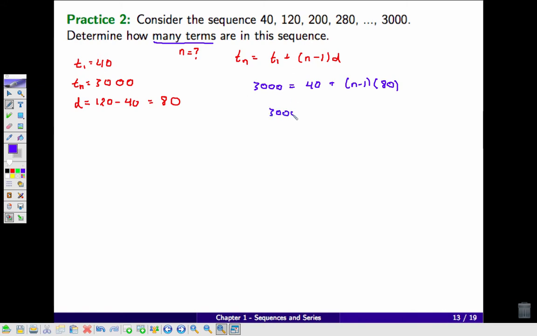So, let's solve this using our classic tools. 80 will distribute in. So we get plus 80n minus 80. Then 40 minus 80 is negative 40. You bring the constant terms to the other side, and you're going to get 3,040 equals 80n. When you divide, you should get 38. Okay, so n here is going to equal 38. You can type that in a calculator.